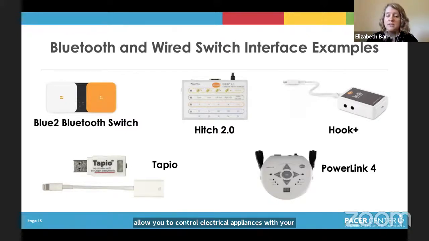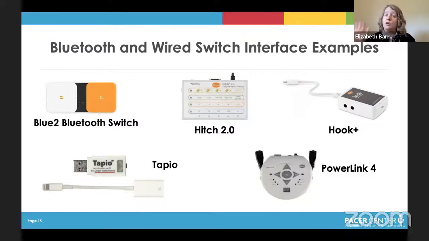So what you do is you plug your switches into the side of the PowerLink here, and then you would plug whatever appliance you wanted to control into the outlets here, whether it be a light, stand mixer, blender, things like that. And then once it's set up, you can hit your switch and it will activate whatever you have plugged into the PowerLink. So that can be a way to access some of those electrical appliances that might be more difficult for someone to use with their hands and activate that way.